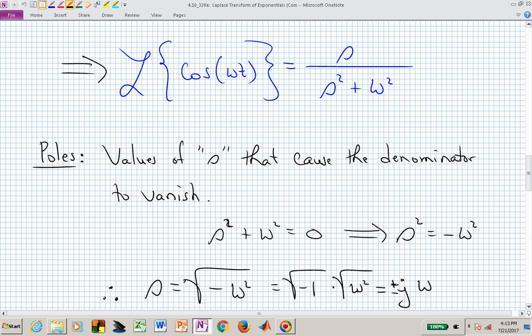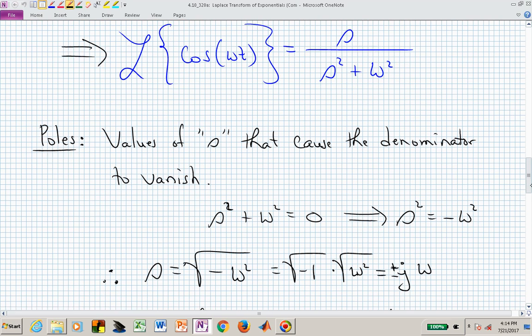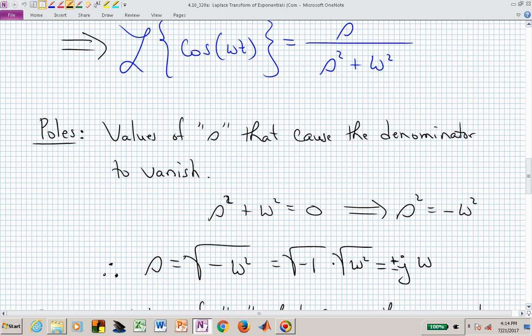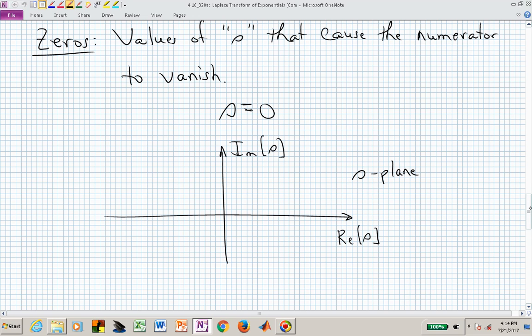We can factor that product into a product of radicals. We now have the square root of minus 1 times the square root of omega squared. The square root of omega squared is plus and minus omega, and the square root of minus 1, in electrical engineering, we say that's j. So the two values of s that cause that transform, which is the Laplace transform of a cosine, to vanish are plus and minus j omega.